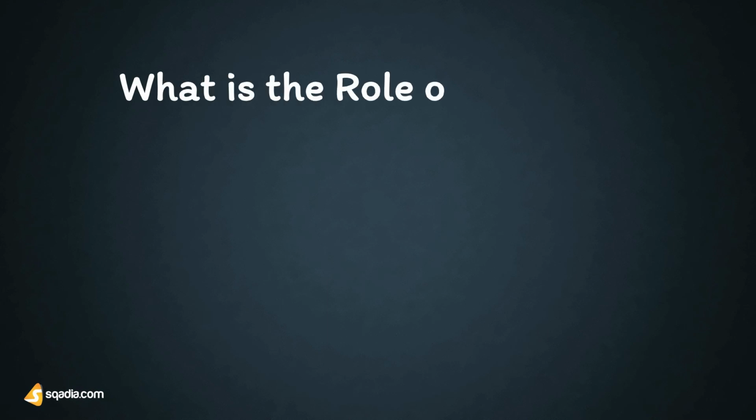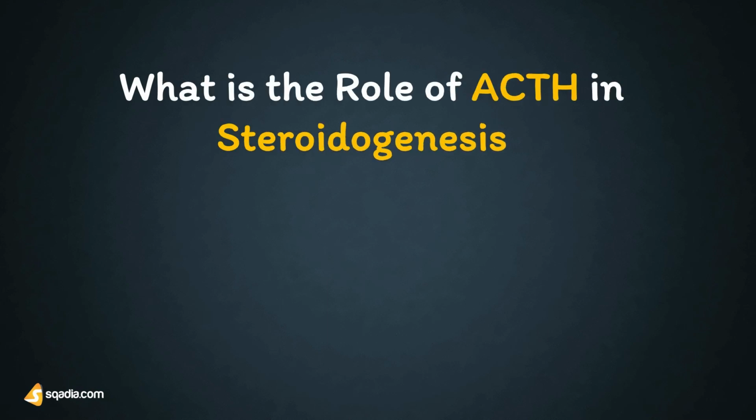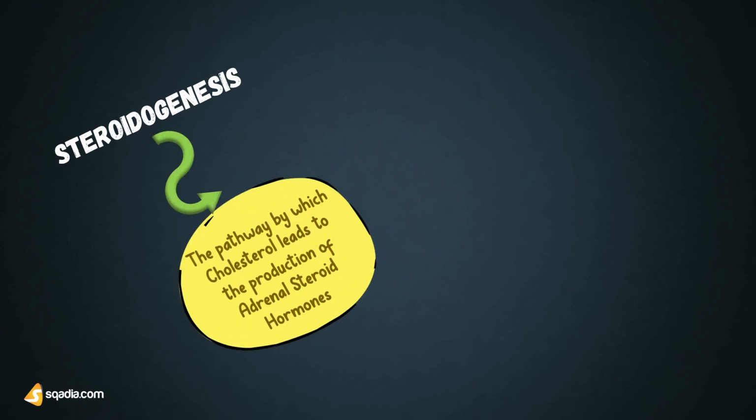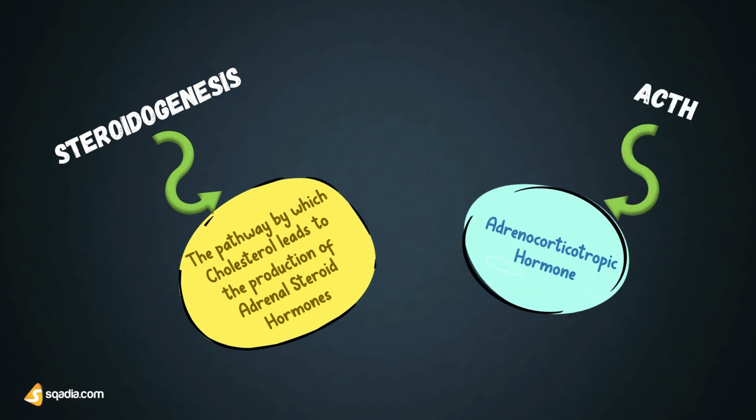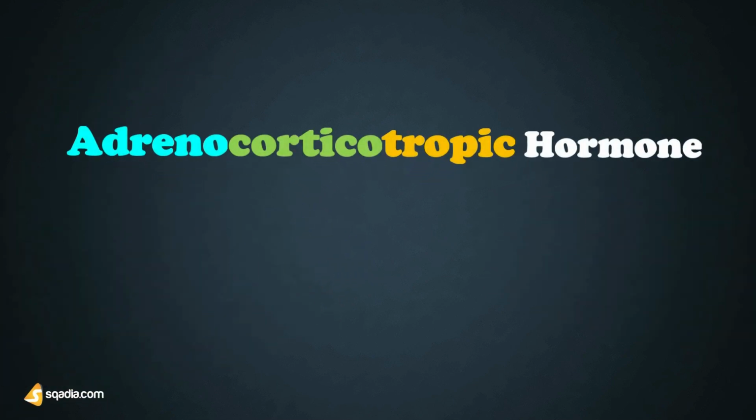What is the role of ACTH in steroidogenesis? Steroidogenesis is the pathway by which cholesterol leads to the production of adrenal steroid hormones, and ACTH is the Adrenocorticotropic Hormone that is released by the anterior pituitary. Let us break down its lengthy name, so we can understand this hormone a little bit better.